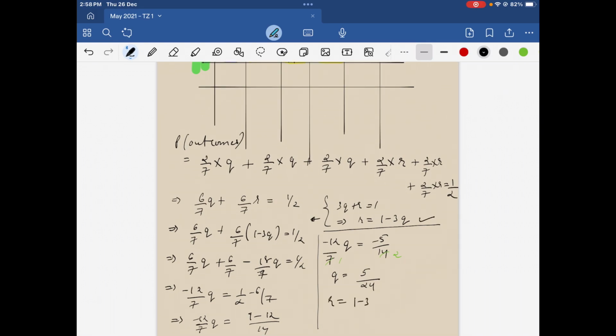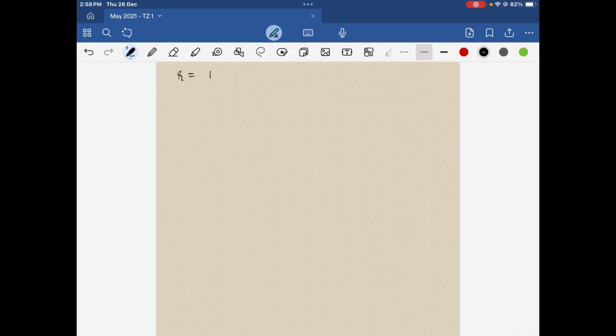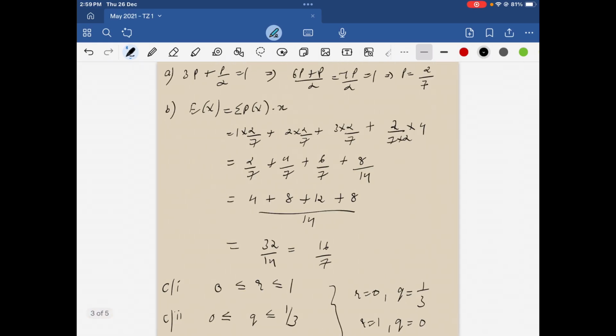R is equal to 1 minus 3 times 5 by 24. This is 1 minus 15 by 24. Take LCM 24. So, I am getting R is equal to 1 minus 15 by 24, which will imply R is equal to 24 minus 15 by 24, and that is giving me 9 by 24, and this is 3 by 8. So, now I have Q and R. Q is equal to 5 by 24, R is equal to 3 by 8. Now, understand, this is not the answer.